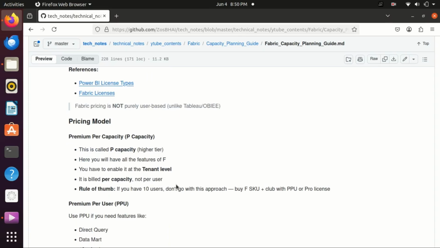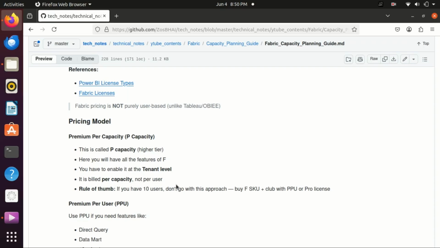Unlike tools such as Tableau, Fabric pricing is not purely based on the number of users. Fabric allows a combination of capacity-based and user-based licensing. Let's understand the common licensing options in Power BI. The first is Premium per capacity, also called P capacity.